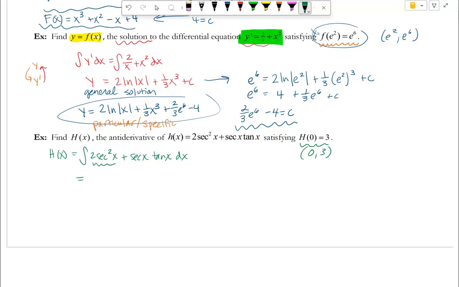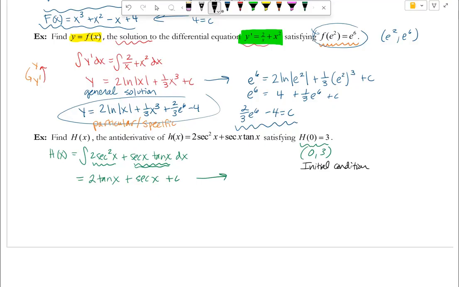Well, this 2 comes along for the ride. I know the antiderivative of secant squared x is tangent of x. When I get to my next term, the antiderivative of secant x tangent x is secant x. And then I pick up my plus c. Then over here, I want to find c by plugging in. We often call this our initial condition. Should have mentioned that before. So I want to plug in my initial condition, or my given condition here.